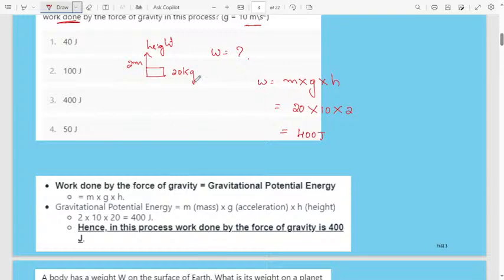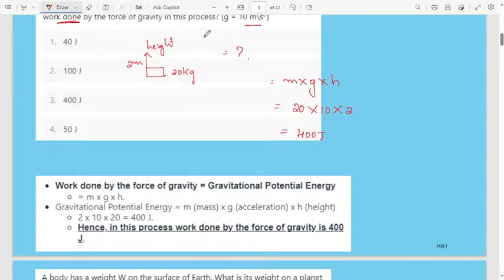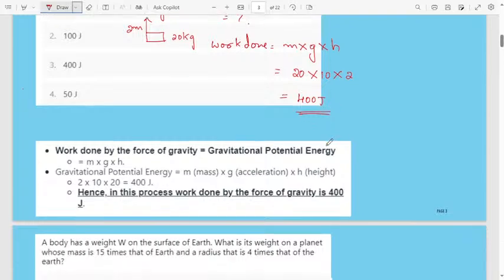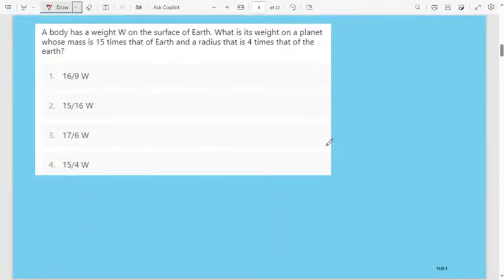Joule here is the unit of work done. Work done, they are asking here. Work done will be equal to mass into g into h. Substitute the values, you will get the work done as 400 joule. Very easy question. Some numerical problems they will also ask in the topic gravitation. Okay, let us move to the next question.